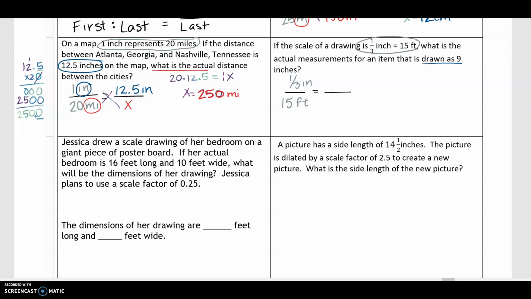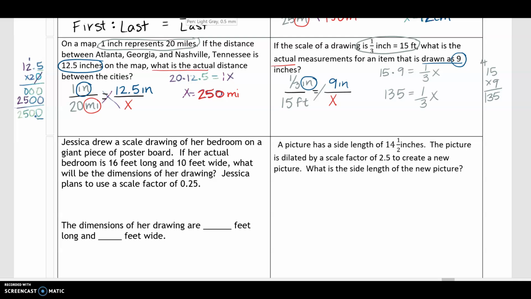So the drawing means it's going to be in inches. So 9 inches goes on top with these inches. That means I'm going to be looking for my actual, right? So now we have a proportion. We're going to go ahead and solve it. So we have 15 times 9, and that's going to equal 1/3 x, okay? So 15 times 9, 9 times 5 is 45, 9 plus 4 is 13. So I have 135 is equal to 1/3 x, okay?